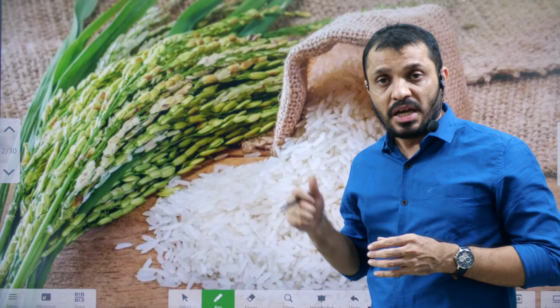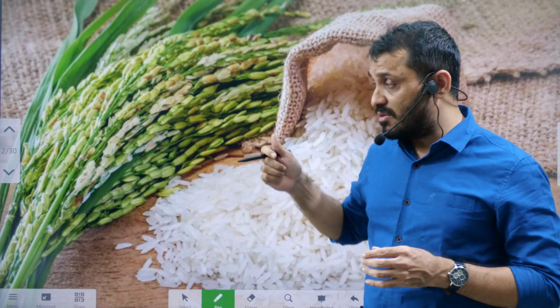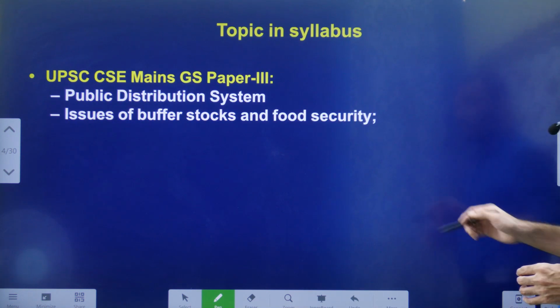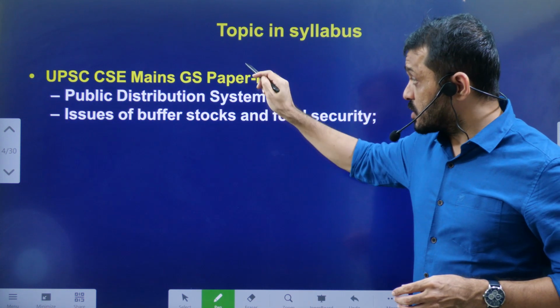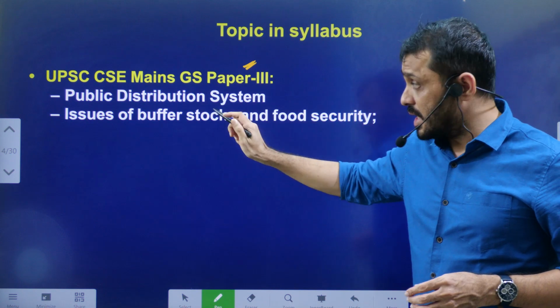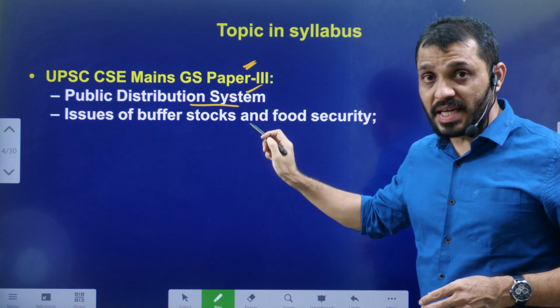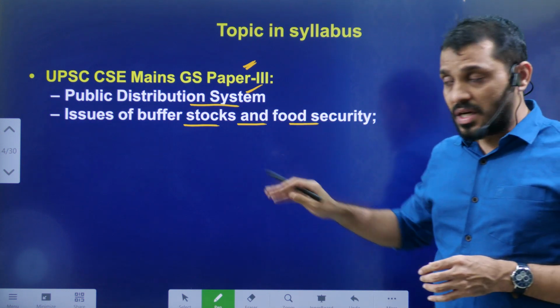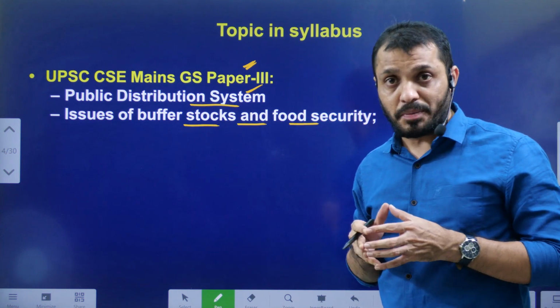First, as usual, we will discuss the syllabus mapping, then we will go through the video contents. First, syllabus mapping. This particular topic is related to General Studies Paper 3, particularly the Public Distribution System (PDS) and the issues of buffer stocks and food security.